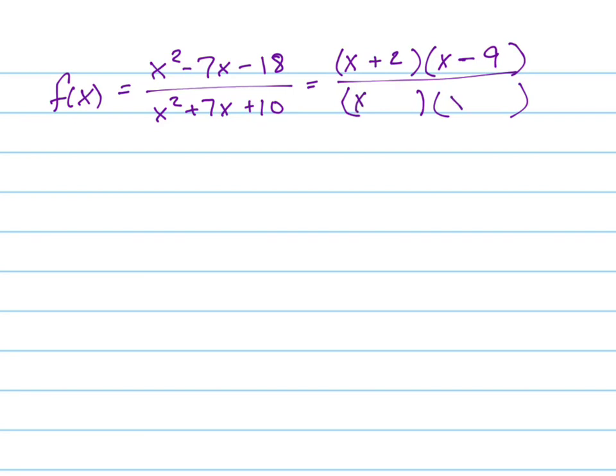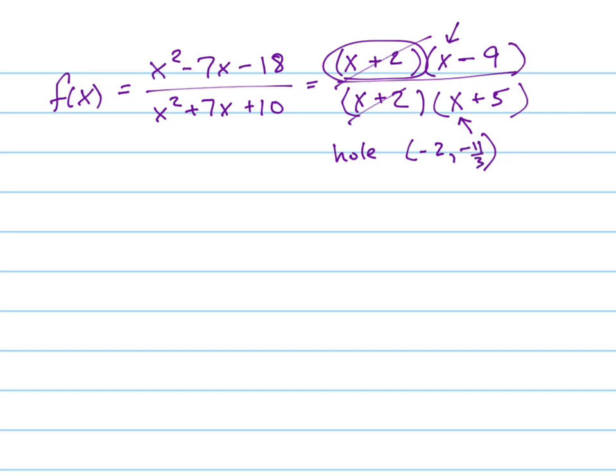5 and 2. And by the way, one of them is probably going to be the same as this. Otherwise, well, it doesn't have to be, but usually it works out that way. So 5 and 2, which is good because now this cancels, which means I have a hole at -2, right? -2, comma, plug -2 back into this one now, and you'll get -11 over 3. -11 over 3. So there's my hole, or my removable discontinuity, depending on how your teacher wants you to say it.